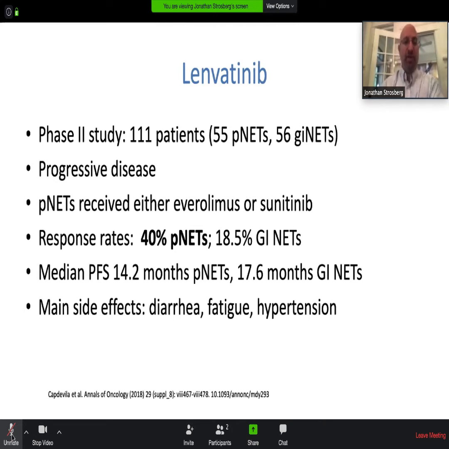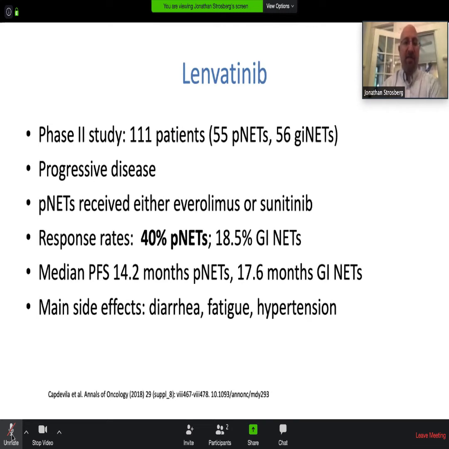That's an extraordinarily large percentage of response for one of these targeted agents, much higher than what we've seen with other similar drugs like Sunitinib. And the response rate was 18% in gastrointestinal neuroendocrine tumors. The median progression-free survival, in other words, the median time to tumor growth, was relatively long, more than a year for both populations. The side effects are similar to Sunitinib, sometimes can be quite difficult.